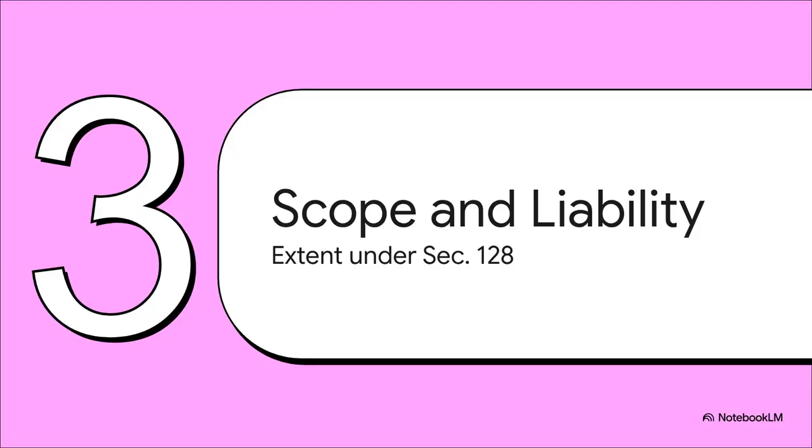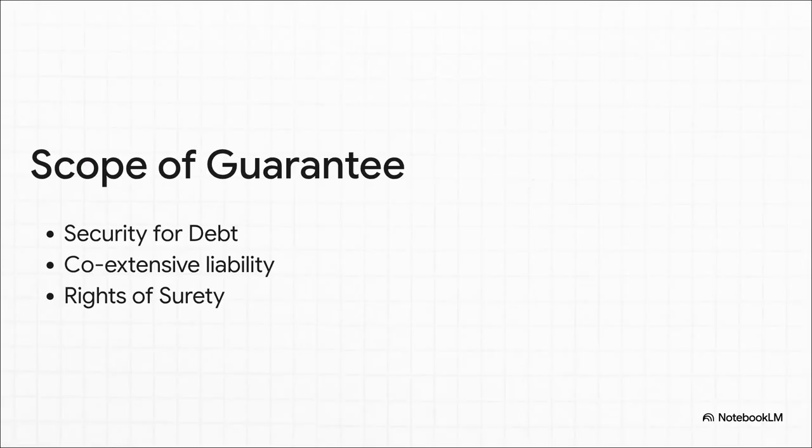Next is Section 3, Scope and Liability, which covers the extent of the surety's obligation under Section 128. Let's analyze the absolute extent of this liability. First, it acts as a security for debt, giving that extra layer of comfort to the creditor. Second, and mark this well, the extent of liability. The surety's liability is coextensive with that of the principal debtor, governed by Section 128. Third, you briefly mention the rights of the surety against the debtor, creditor, and co-sureties, but the undeniable key for your paper is Section 128.